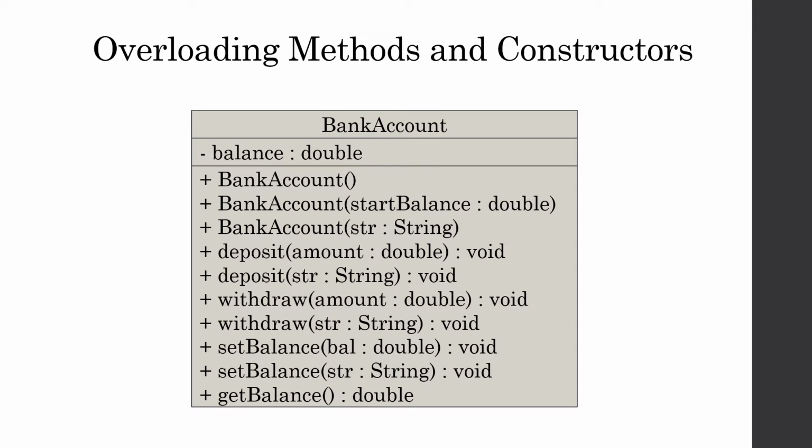So we've got 3 different versions of the constructor, so bank account. One of these is going to be the no args constructor. The other 2 are going to be the 2 different parameterized constructors. After that, we have 2 different versions of deposit, one that takes a double and then one that takes a string. 2 different versions of withdraw, one that takes a double and one that takes a string. And then finally, 2 different versions of set balance, again, one that takes a double and one that takes a string. And at the very end, we have that get balance, which will return a double. It doesn't take anything.